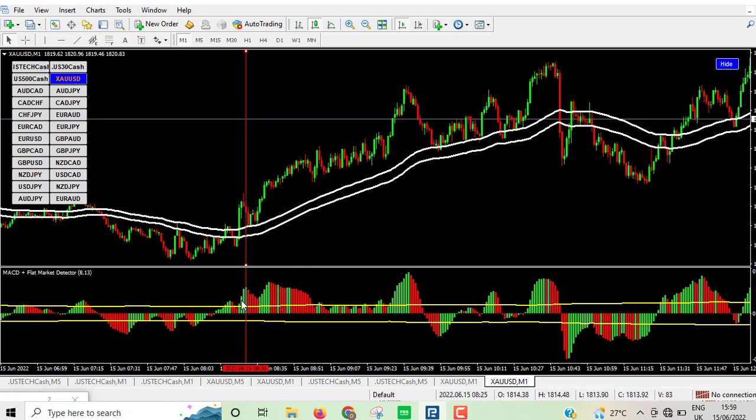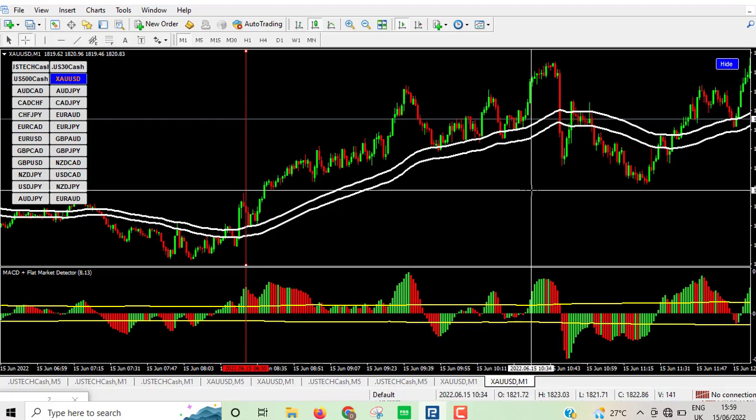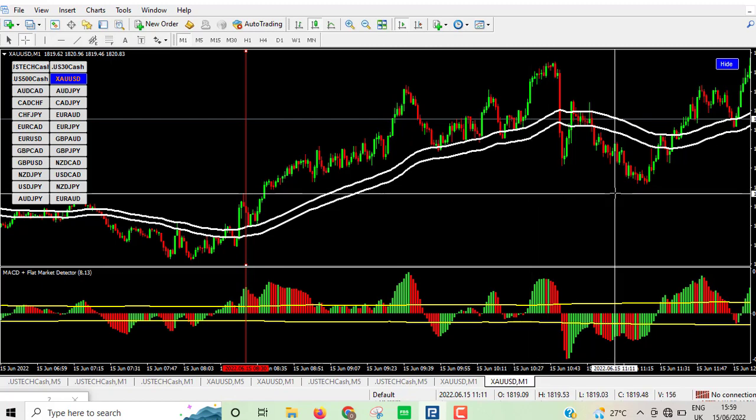At this point, the MACD flat indicator is above the flat zone, and then we have a buy signal here. We have another one to add to your trade. Here's another one. We have another one here, it's above. We have another one here, it's above. So we have a lot of opportunity to actually take this particular trade.